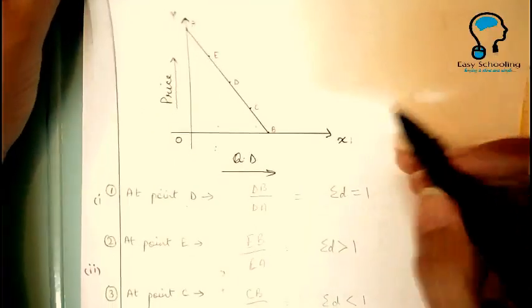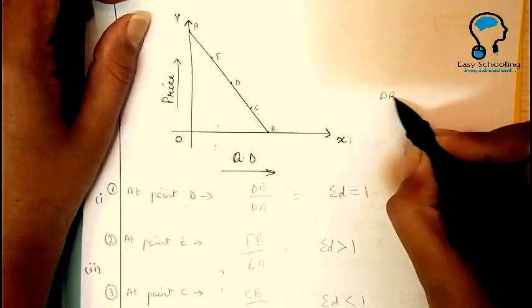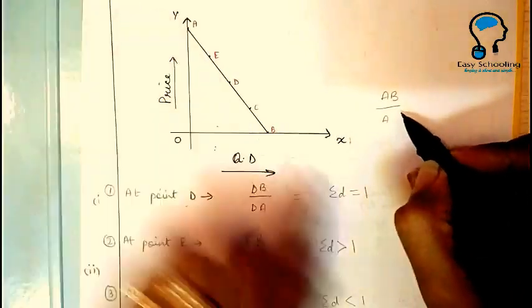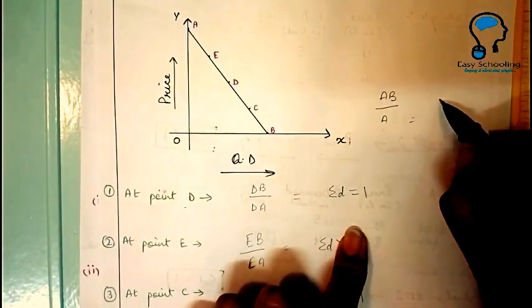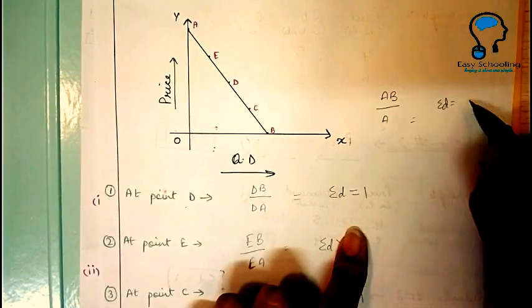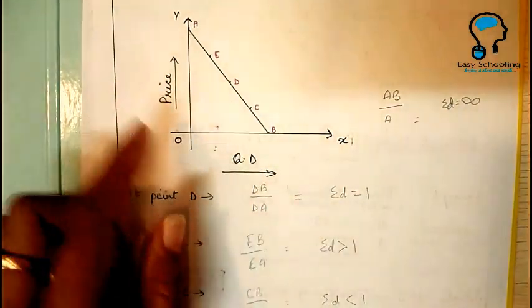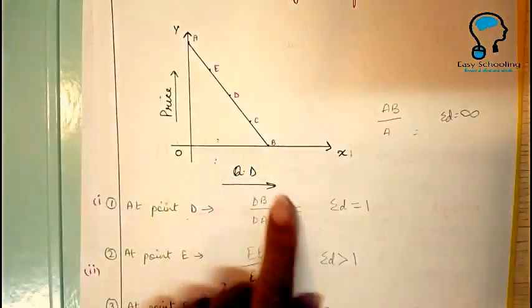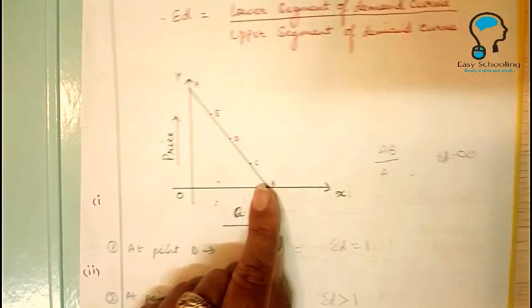Right? Elasticity of demand at point A. It will be AB upon AA. And since AA is 0, in this case elasticity of demand will be infinite. Okay, so these are the 5 points on the linear demand curve which can tell us about the elasticity of demand.